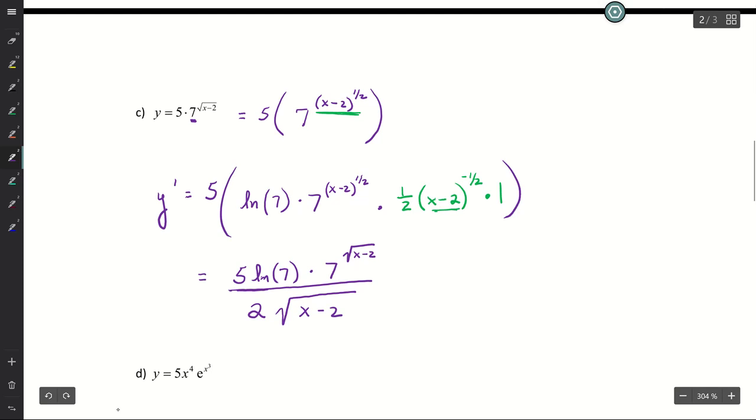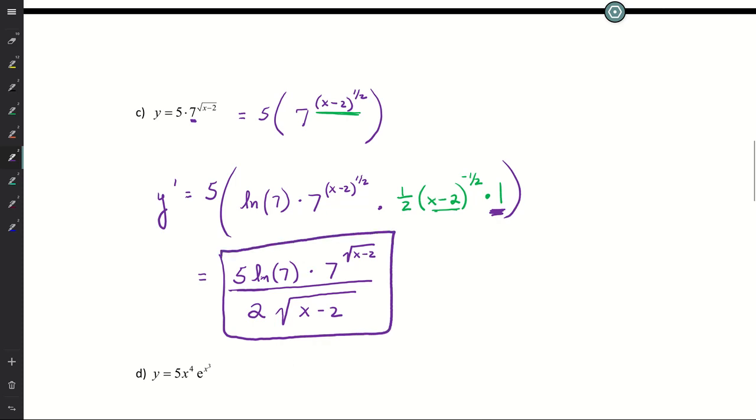Only thing that we didn't talk about is the 1. Obviously there at the end, multiplying by 1 is not going to change anything. So this particular one is done. It's a terrible, ugly looking answer. But everything's, I'm going to say, as simplified as you possibly could make it in this situation.